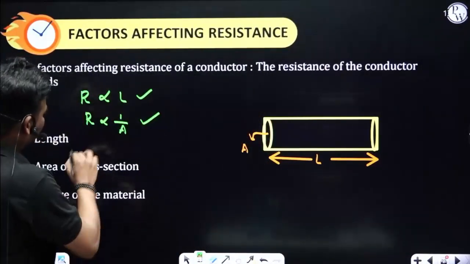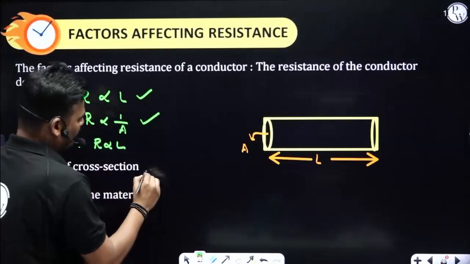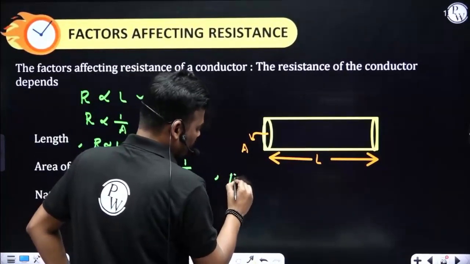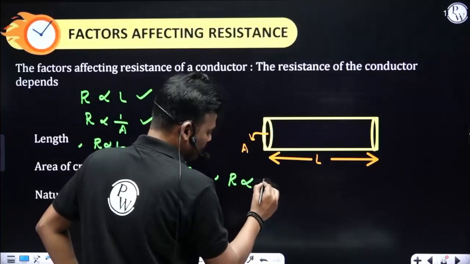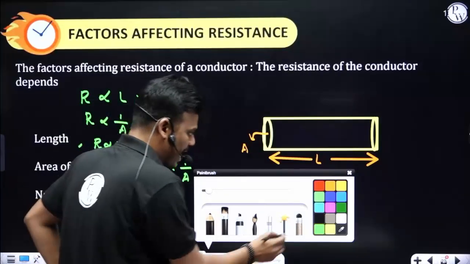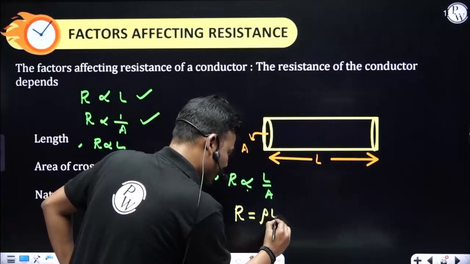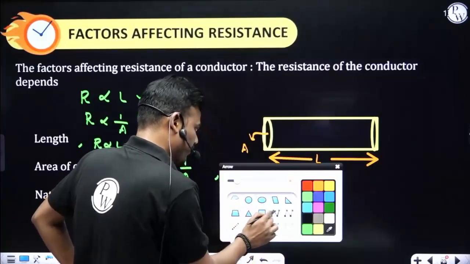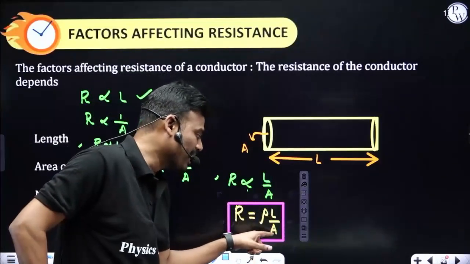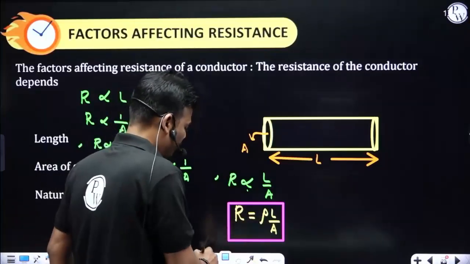Next one. Length: R is directly proportional to length. The next one, area of cross section, is inversely proportional. So I'll combine both the length as well as the area of cross section. To eliminate the proportionality, I have to consider a proportionality constant. What is that proportionality constant? R equals rho L divided by A. This is the resistance formula. So it depends on the length, the area of cross section, and the nature of the material. This proportionality constant indicates the nature of the material.